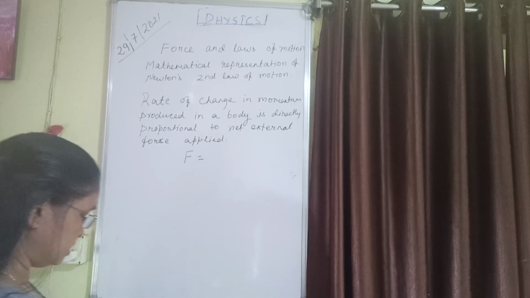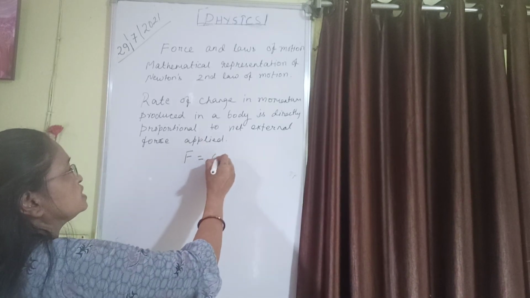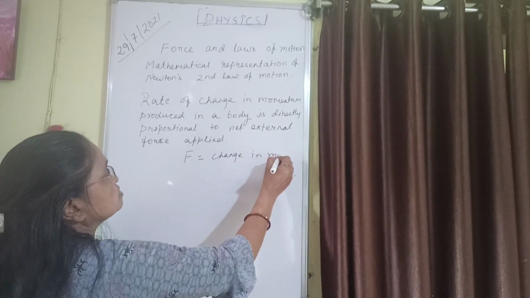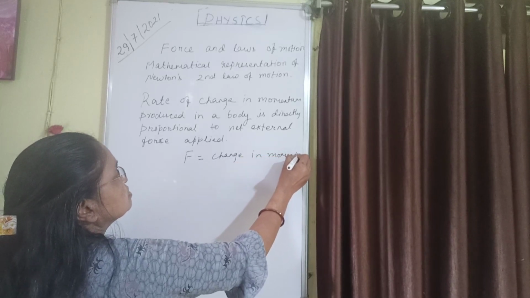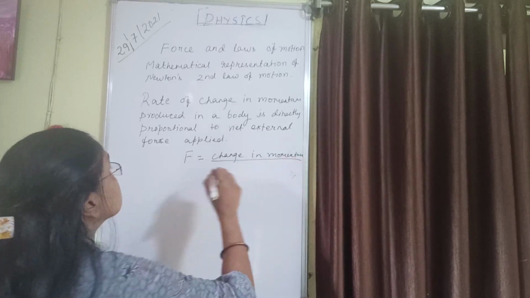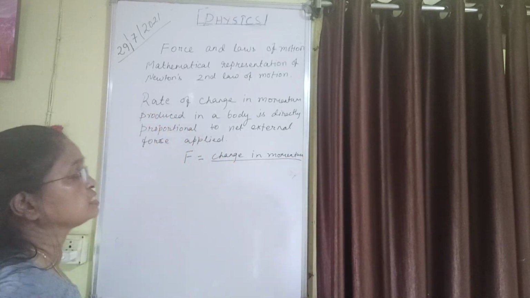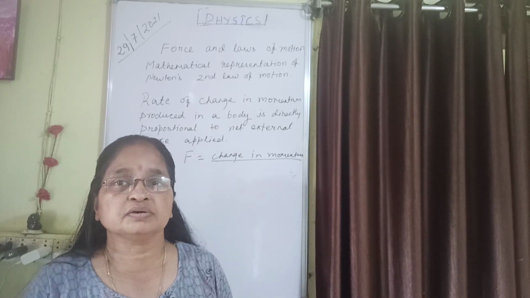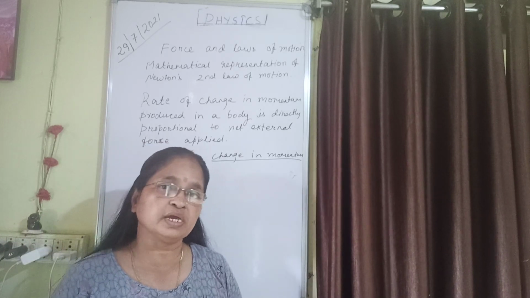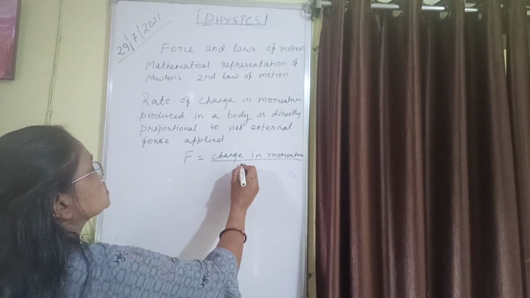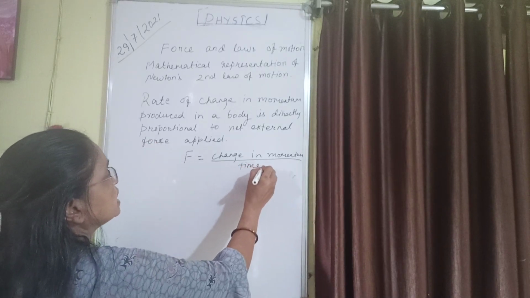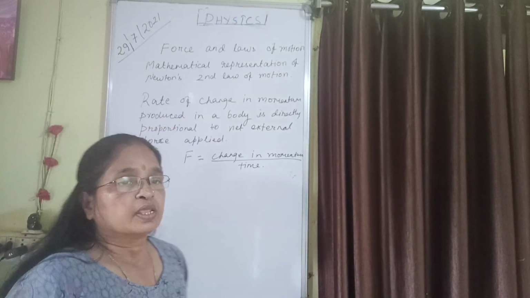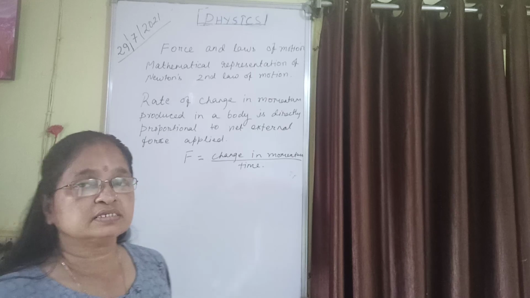Here I am writing it directly first, and then I will explain. Change in momentum by time. I have used the word rate, and I have told you that whenever we use the word rate in physics, we always divide by time. So here we have divided change in momentum by time. How will we prove this? Let's start step by step.